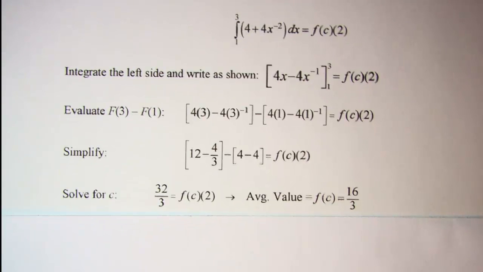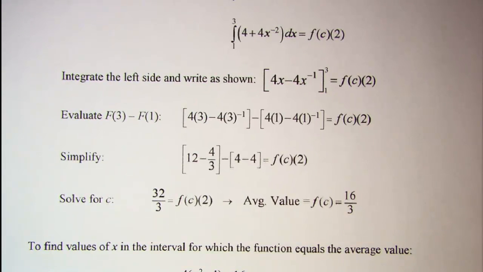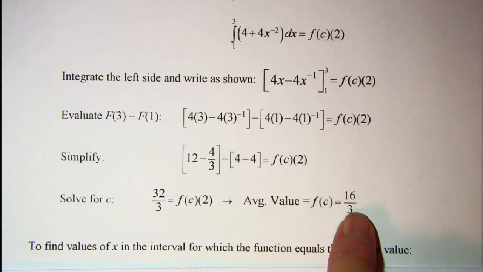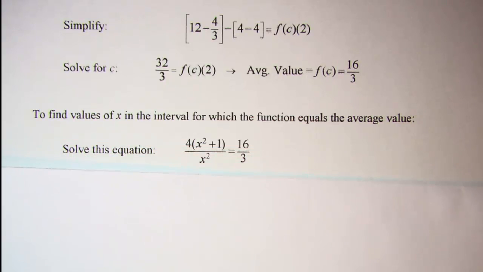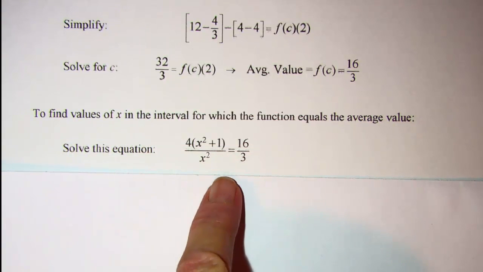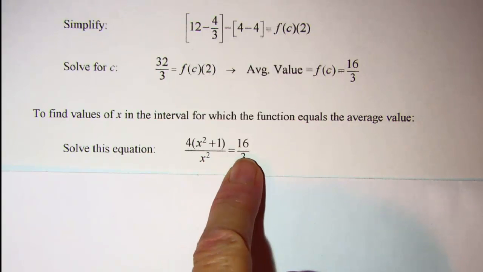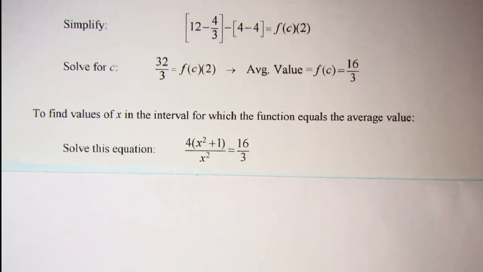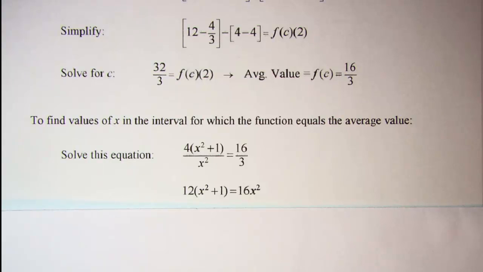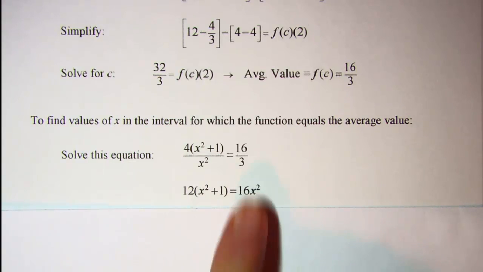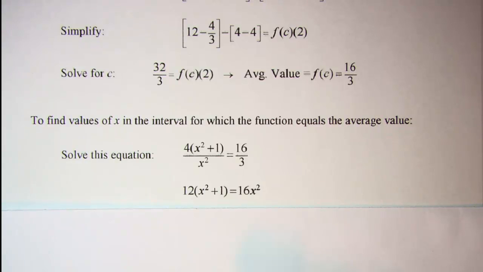The other part of the problem was to find values of x in the interval for which the function equals this average value. So all we do then is set the function equal to the average value and solve. So I did a cross multiplication and got 12x squared plus 1 equals 16x squared.